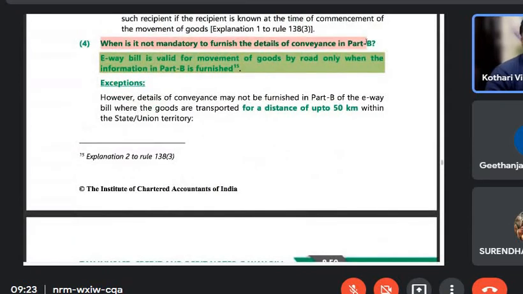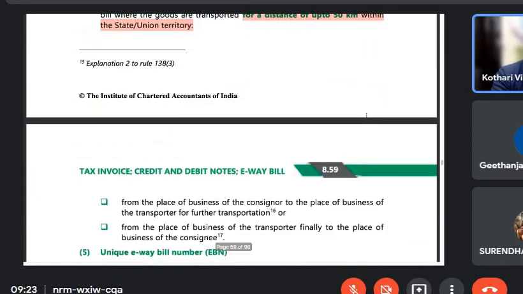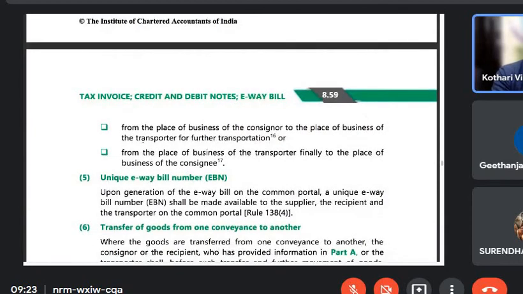When is it not mandatory to furnish part B? I said part A and part B are there. Part A mandatory, part B also mandatory, but only for a specific period part B is not required. However, the details of conveyance may not be furnished in part B where the goods are transported for a distance up to 50 kilometers within the state and union territory. For what purpose? For the purpose from the place of business of the supplier to transporter for further transportation or for the purpose of weighment. Only for these two purposes you need not generate part B. Otherwise, part B is mandatory.